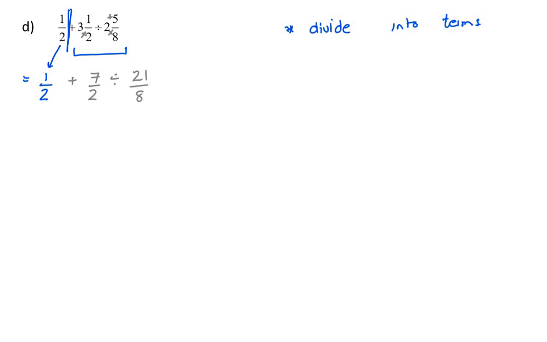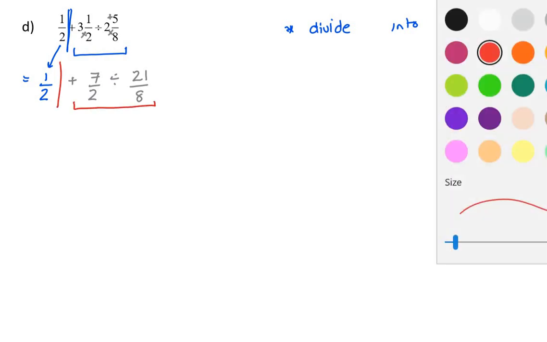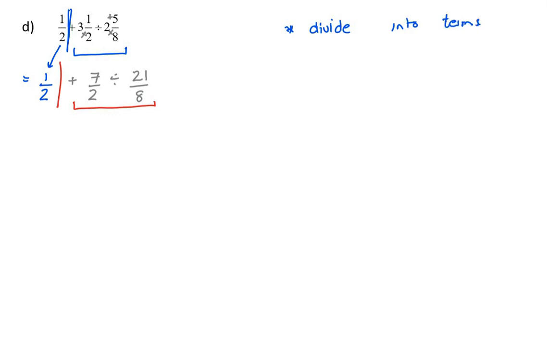Now this is still, that's the end of a term, this is still a term that needs to be simplified. So when we say divide into terms, I now need to simplify each term. So I've already started on that second term by changing all those mixed numbers into improper fractions. So now I still need my half plus, now I've got to deal with this division.